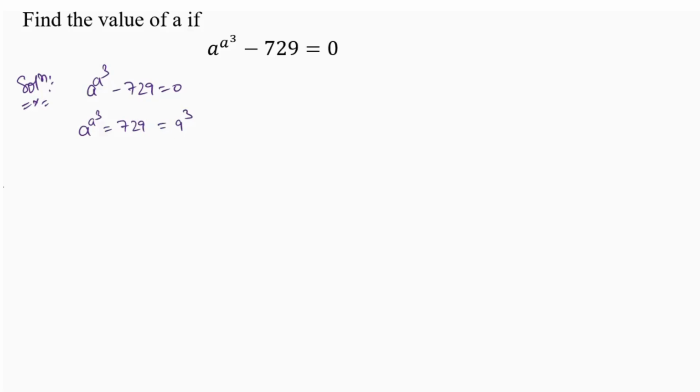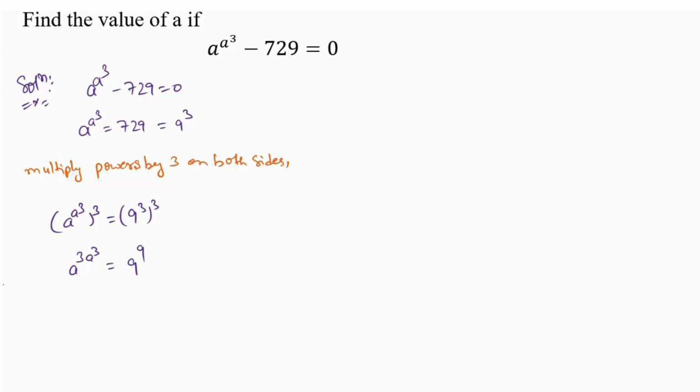Now multiply the powers by 3 on both sides. So we get a raised to power a cube, bracket 3, equals 9 raised to power 3, bracket 3. So this can be written as a raised to power 3a cube equals 9 raised to power 9.